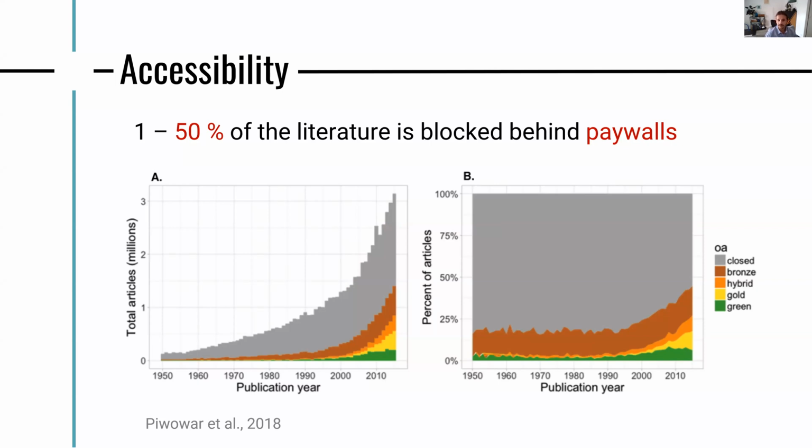So we have more and more access to the scientific literature if we look at the last two decades. Still, we have some that are closed, but we're getting rid of this problem.